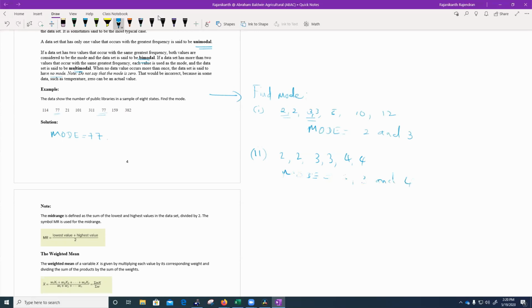Okay? But look at this example. I'm giving numbers 1, 2, 3, 4. What is the mode? All the numbers occur only once. So you don't find any number which occurs more than once. Therefore, in this case, there is no mode.